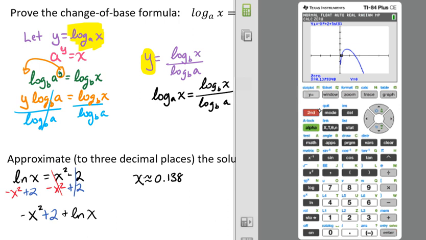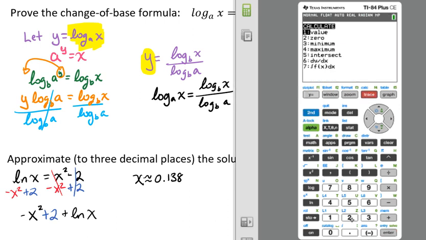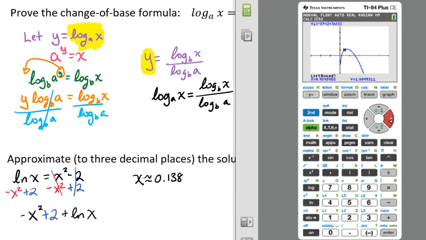And we'll do the same thing again to get our other zero. So we'll go second, trace, to our zero feature, and we'll go on the left-hand side and hit enter, and onto the right-hand side, and we'll double check and make sure that our zero is between those two pieces, and hit enter. And here we get 1.5644. So rounding that to 3 decimal places is going to be 1.564 for our solution. So we'll write that down.